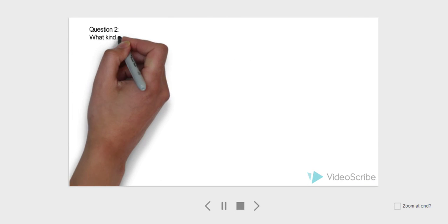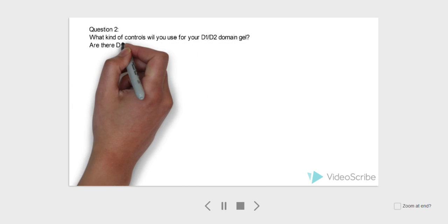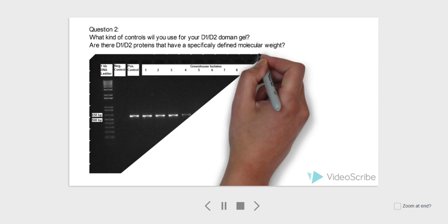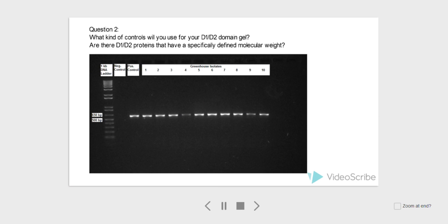Okay, so the second question was, what kind of controls will you use for your D1D2 domain gel? Are there D1D2 proteins that have specifically defined molecular weight? So this is a picture of one of our gels showing the results of a PCR we performed on DNA isolated from greenhouse strains. So we used two controls for our D1D2 domain gel.